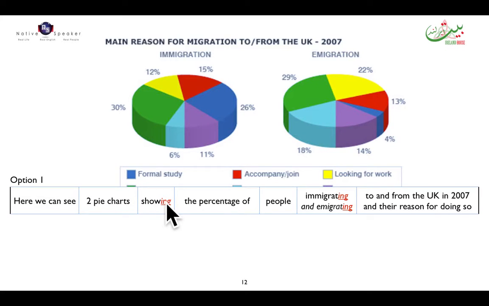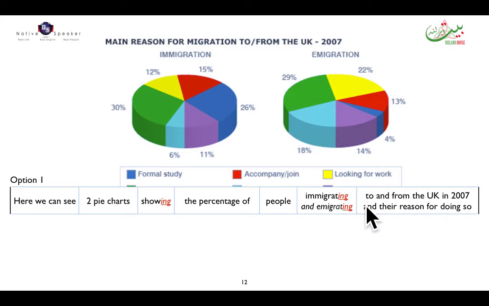Here we can see 2 pie charts showing the percentage of people immigrating and emigrating to and from the UK in 2007 and their reason for doing so. Here, for example, don't forget, reading the label, you should understand that this is an important part. This is a key word. So the examiners expect you to mention this. And you can say, and their reason for doing so. Now you see this ending here, doing so. I love this phrase because it helps you avoid saying immigrating and emigrating.